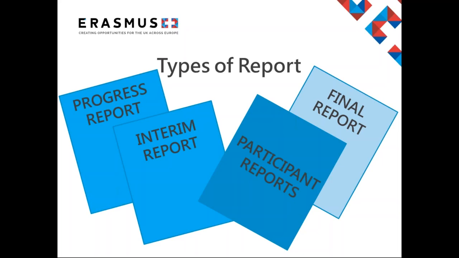Formal reporting is a contractual requirement for both Key Action 1 VET and adult education projects to provide the National Agency with both financial and qualitative information about the project. All of your organisations will need to submit a final report and participant reports, and these are to be submitted electronically via Mobility Tool Plus. We don't need to receive any paper copies, although you can print and retain paper copies for your own reference.